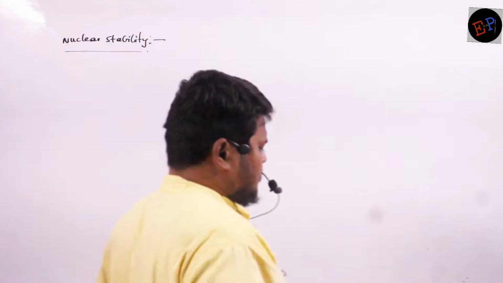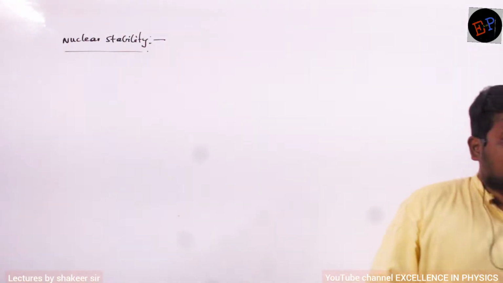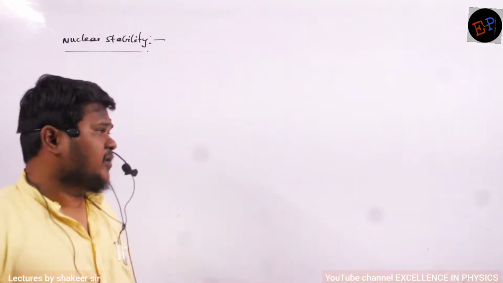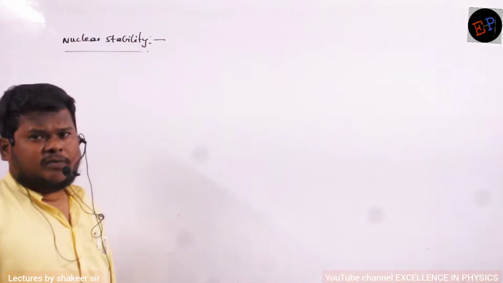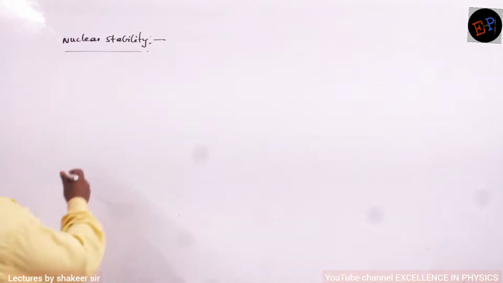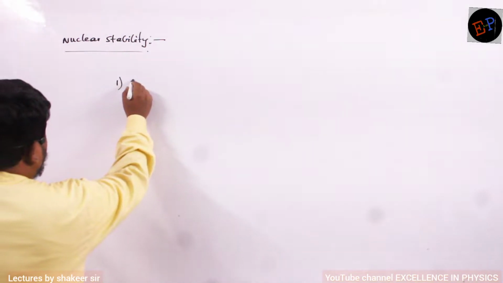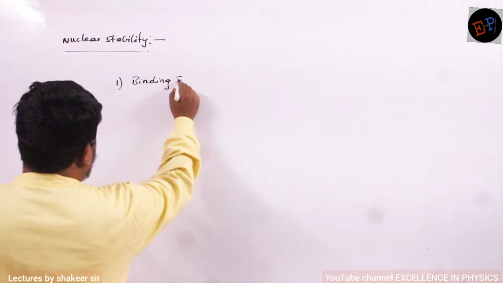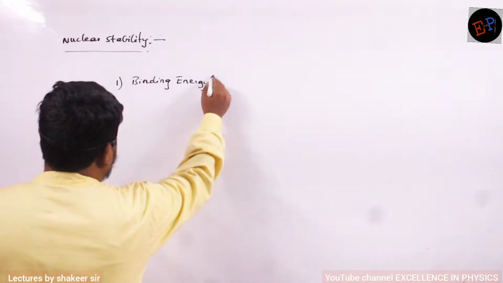Okay. So the next concept which we are discussing is about radioactivity. And in radioactivity, first of all, we have to discuss nuclear stability. So a nucleus will be stable depending on two factors. What are the two factors? First one is binding energy per nucleon.